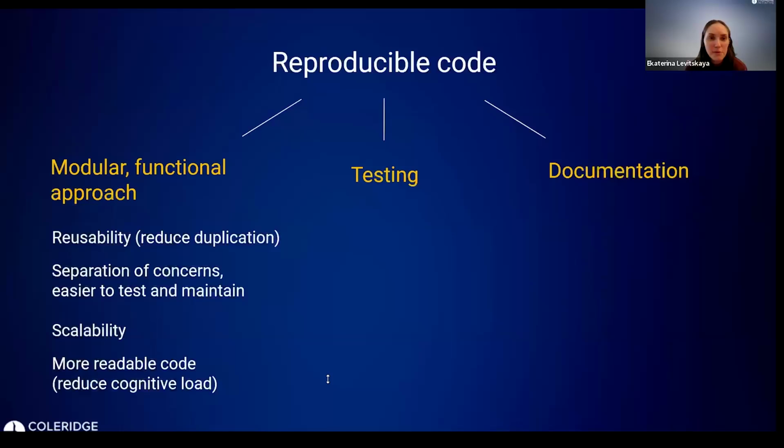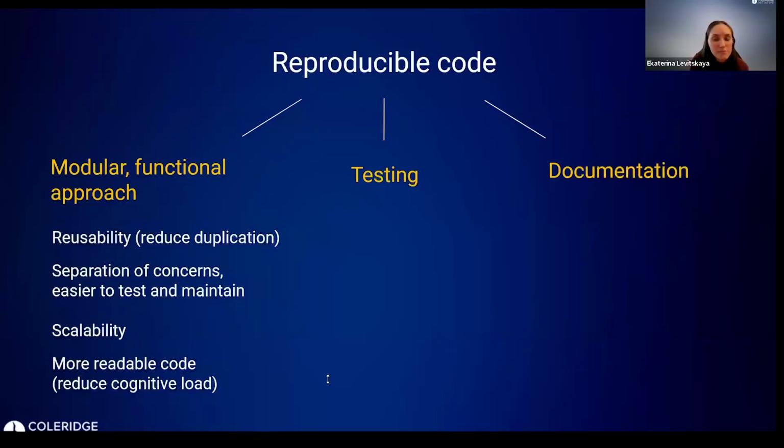There's also the term called separation of concerns. It means that when each module or function handles a specific task, it makes it much easier to isolate issues when something goes wrong. So for example, if the data cleaning function fails, you only need to troubleshoot that function rather than the entire script.